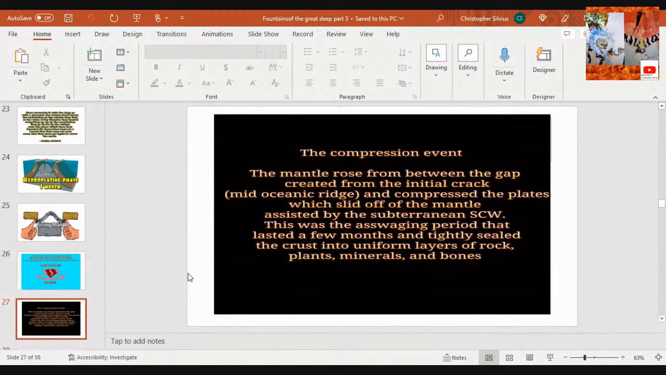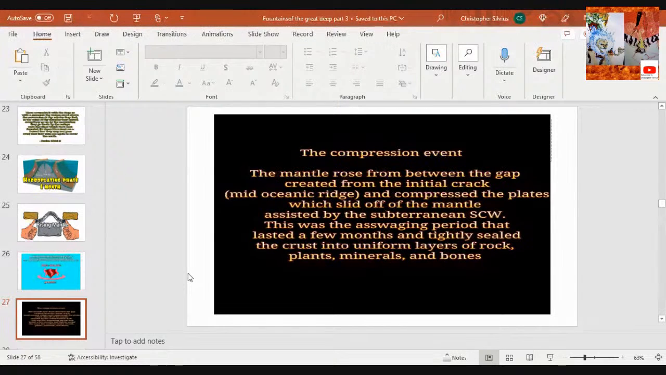The compression event is what we discussed in that presentation, where the mantle rose from between the gap created by the initial crack, the mid-oceanic ridge. It compressed the plates, which slid off the mantle, assisted by the subterranean supercritical water and also the natural melted rock that's going to establish at the base of that sliding continental plate. This was the assuaging period that lasted a few months and tightly sealed the crust into uniform layers of rock, plants, minerals, and bones.